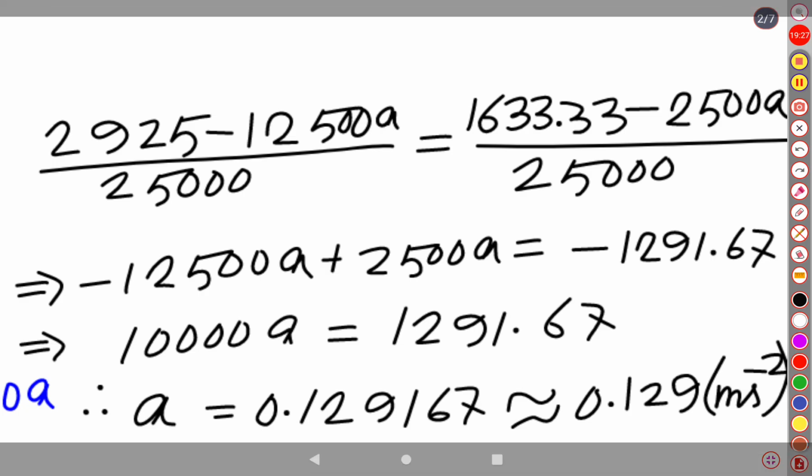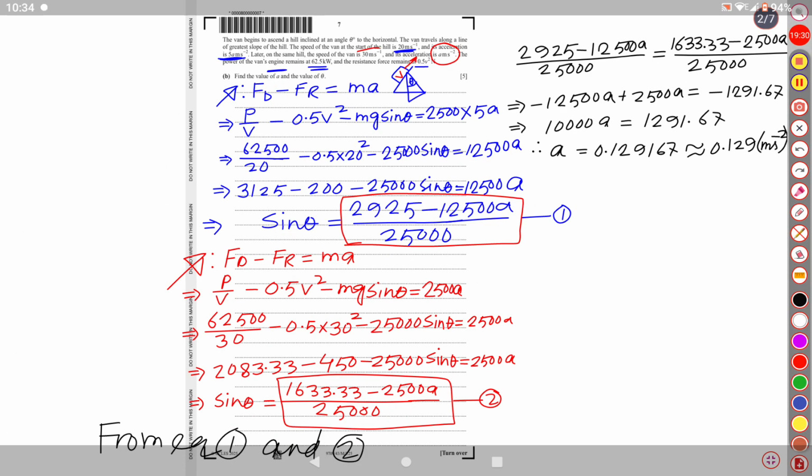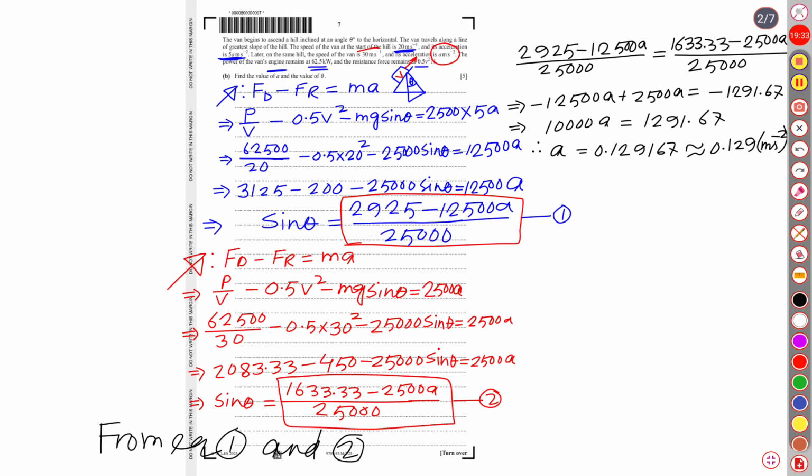Now we are going to find the second value, that means the value of theta. Any of the equations can be picked up. If we pick the first equation, it is going to be 2925 minus 12,500 into 0.129167 divided by 25,000.